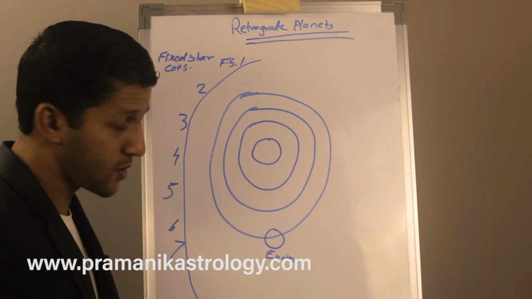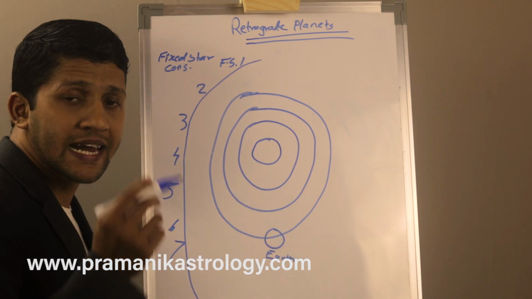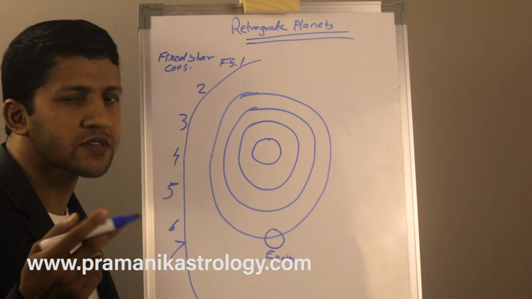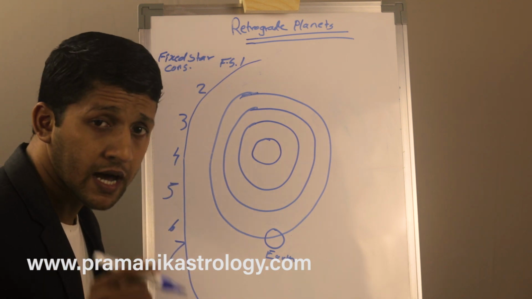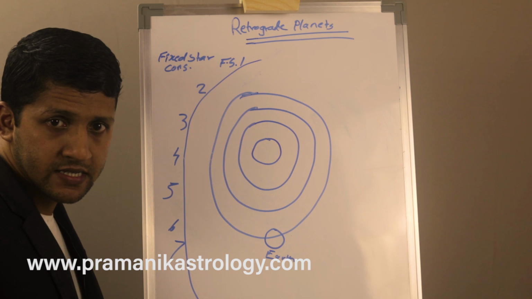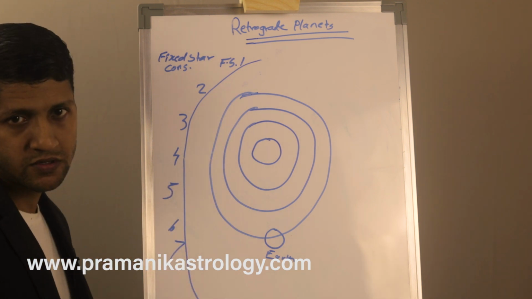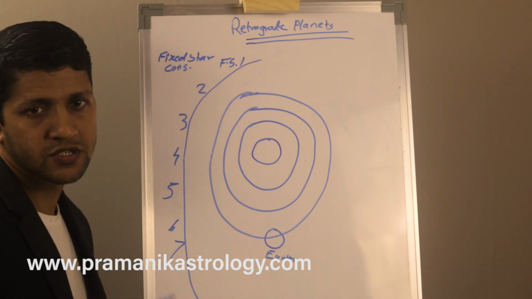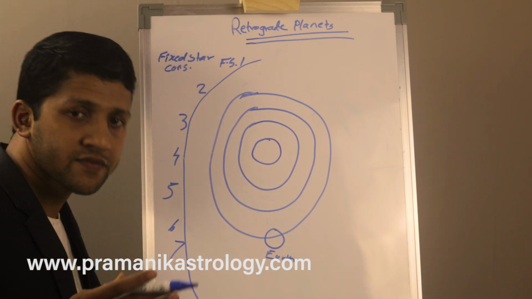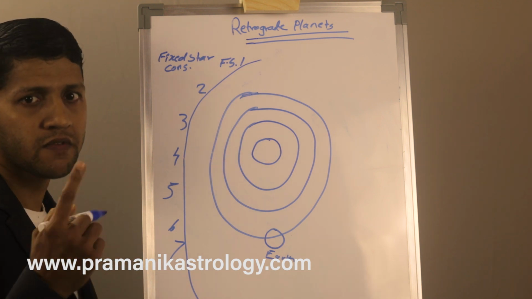Let's talk about Mercury. Mercury is also revolving around the Sun. It takes 87 point something days to complete an orbit around the Sun. So by the time Earth completes 365 days, Mercury has completed more than 3 orbits around the Sun, because it takes 87 days to complete one orbit.